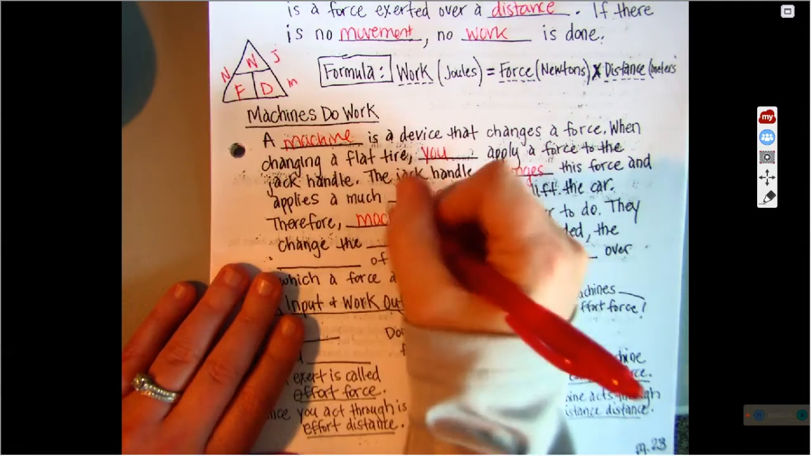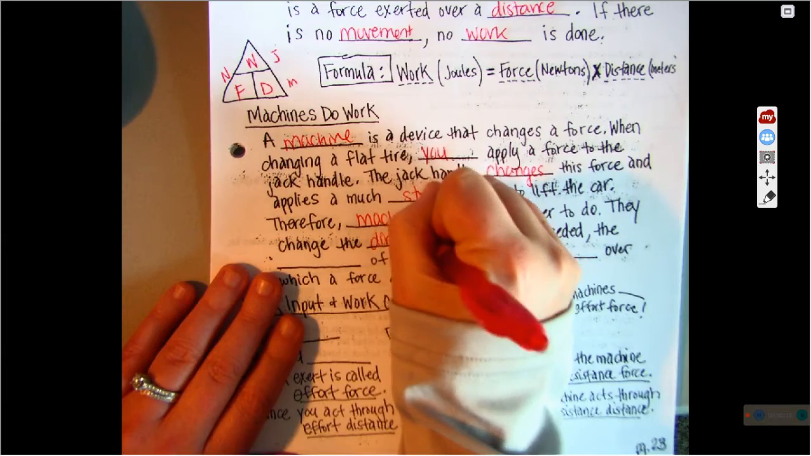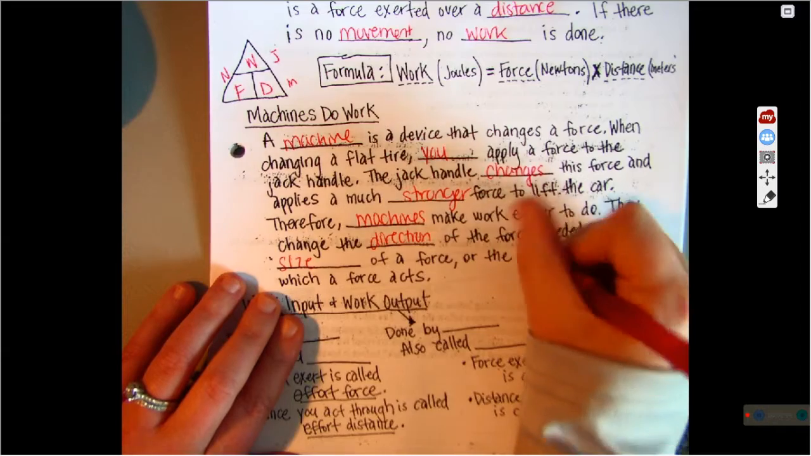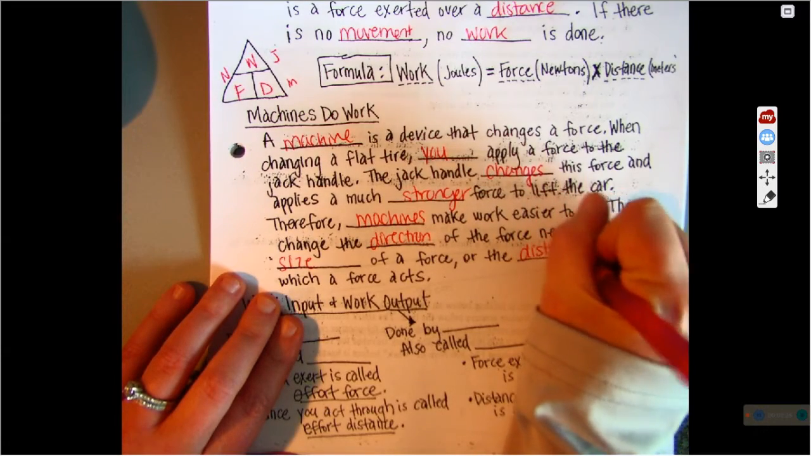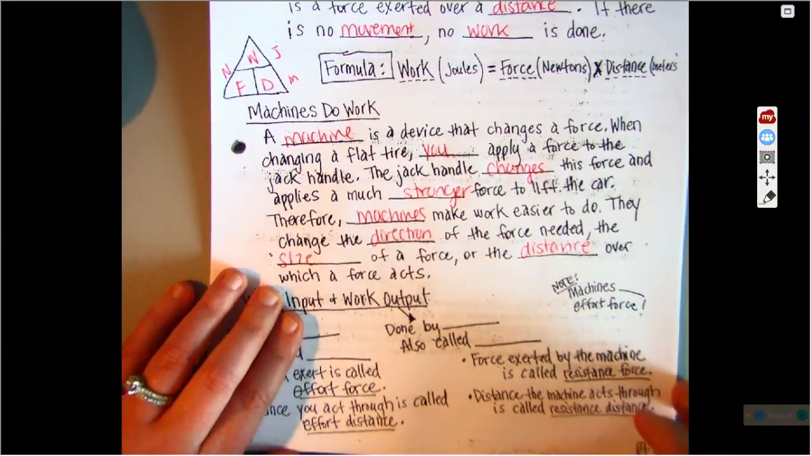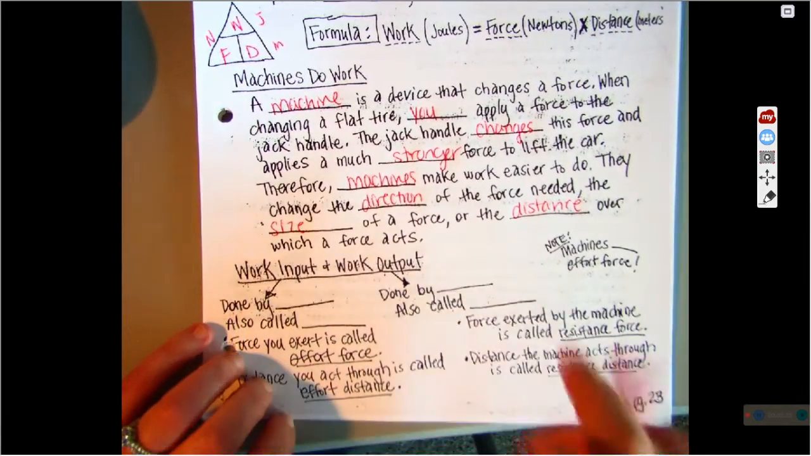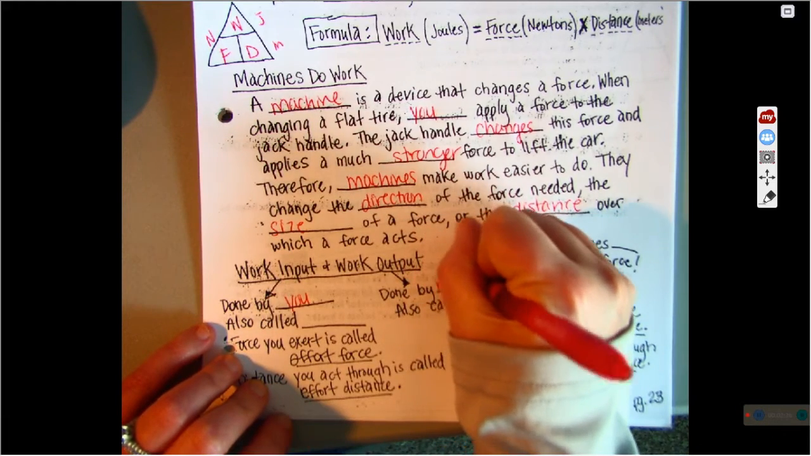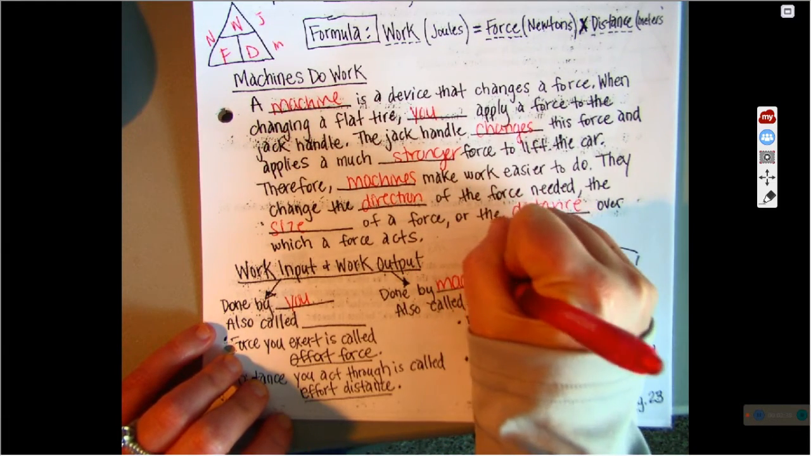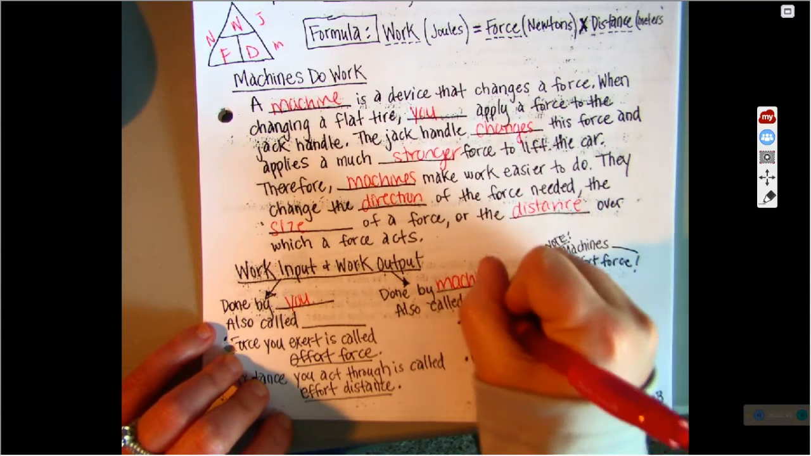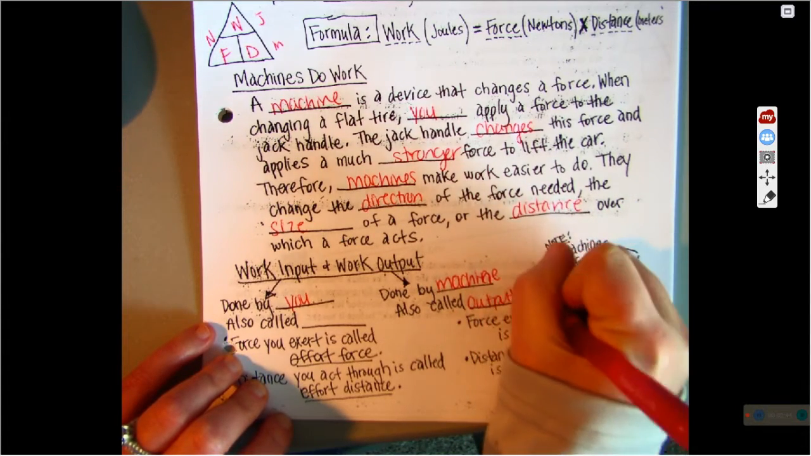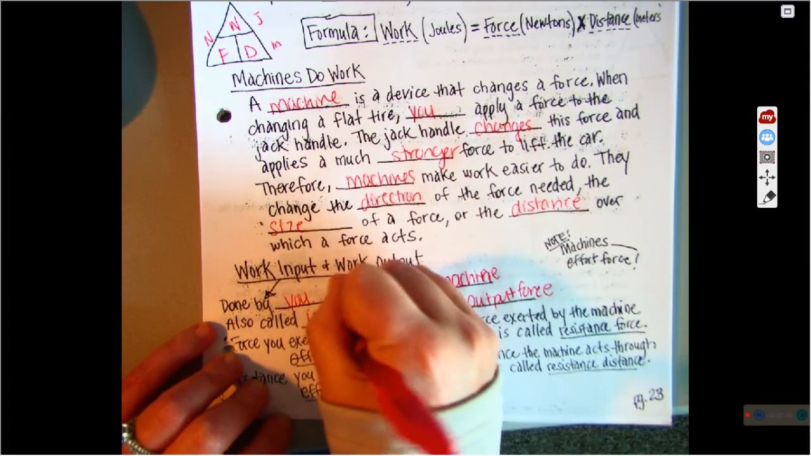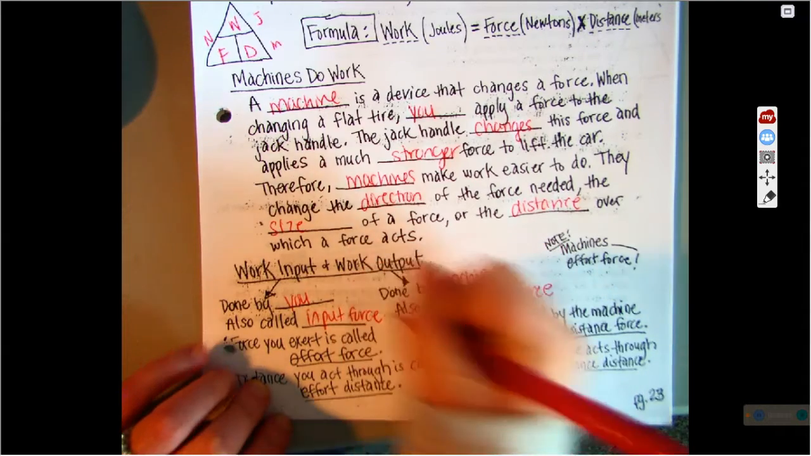They change the direction of the force needed, the size of the force, or the distance over which you apply the force. Just like a ramp makes it easier to push someone over a wheelchair. So work input and work output. The work input is done by you. The work output is done by the machine. And the one done by the machine is called the output force. And the one you do is called the input force, or your effort force.